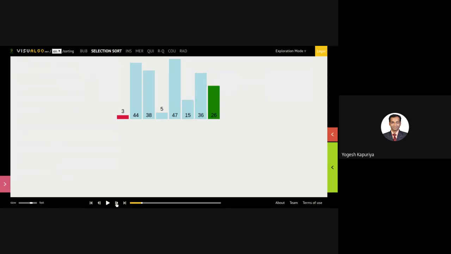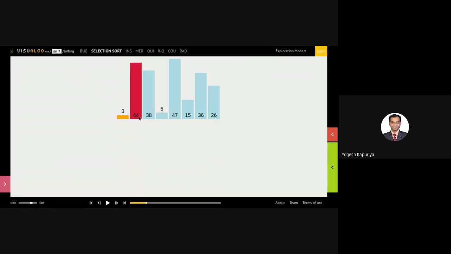So at the end of the first iteration, the smallest element will come on the leftmost part. If we compare it with our previous approach, that is bubble sort, in that case the largest element will go at the last, whereas in this case, the smallest element will come at the first after the end of the first iteration. Now, in the second iteration, this is in place, so no need to do anything with that. You will move to the next element, that is 44.